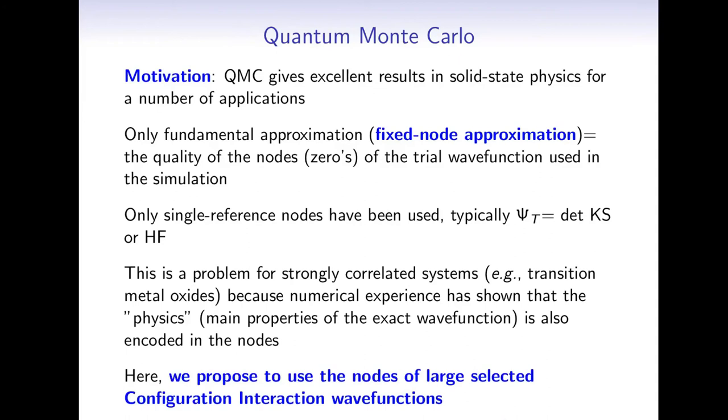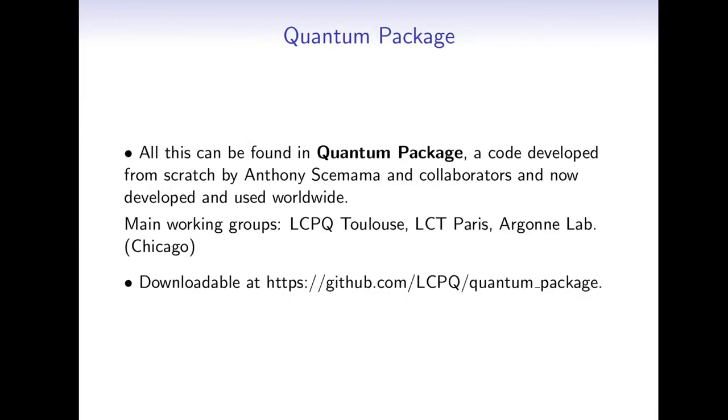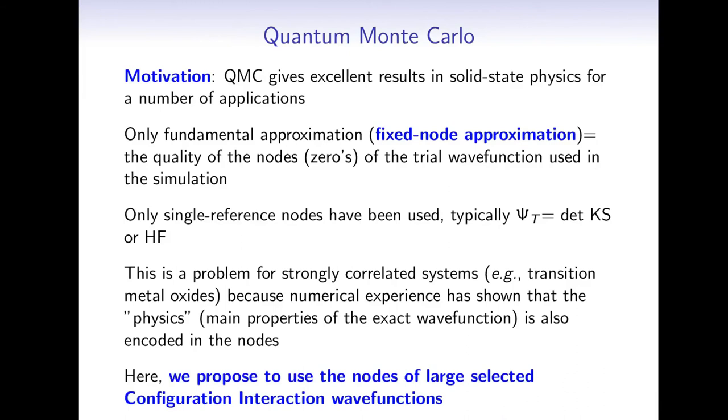And this is not this, we could have expected something else. In fact, nodes are just the place where the wave function is small. It's not the most important part of the wave function, but experience shows clearly that if you don't have the correct physics in the wave function, you have non-physical nodes. So it's always a kind of, the nodes encode some of the important physical stuff. So we could have imagined that you would have good results with not so good nodes, but then another case.